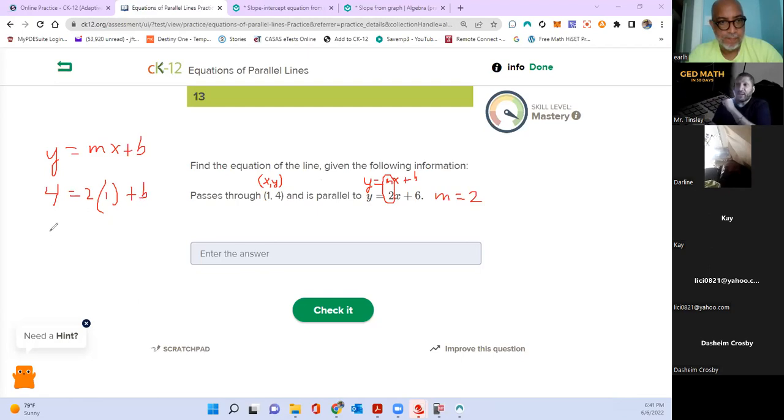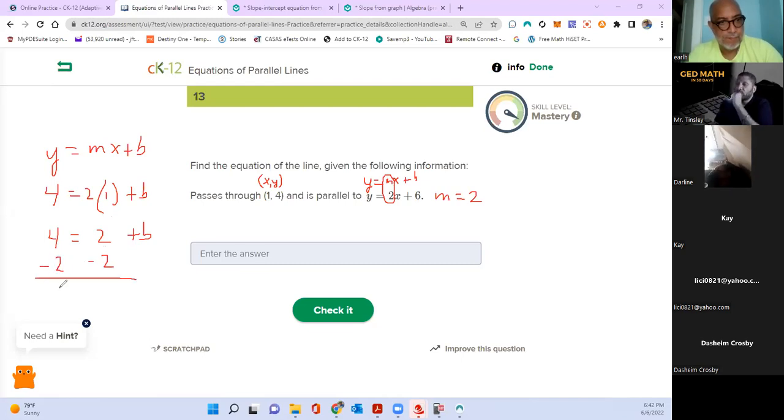Now I'm going to simplify this. 4 equals, what's 2 times 1? 2, plus b. How can I get the b by itself? What must I get rid of? The 2. How do I get rid of positive 2? Subtract 2 on both sides, or negative 2. I usually don't say subtract 2, but if that's how you remember, that's fine. So I'm going to take minus 2 from both sides.